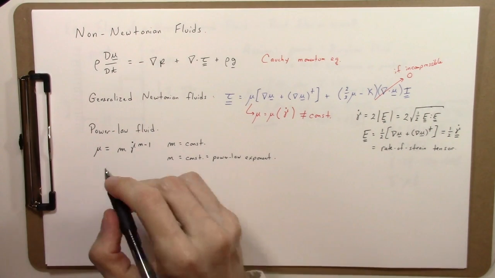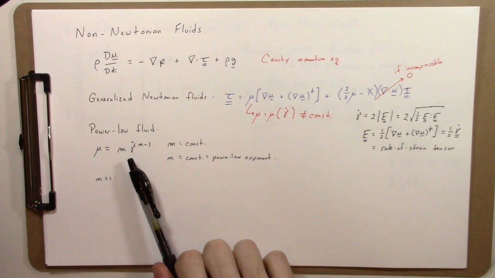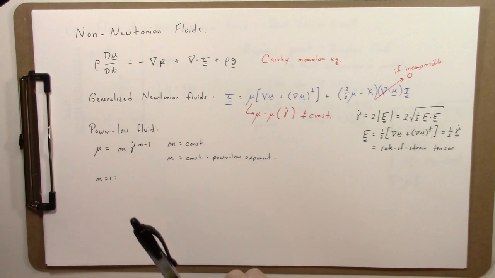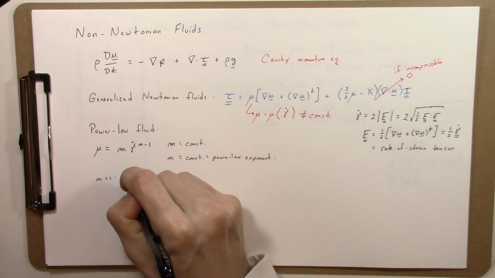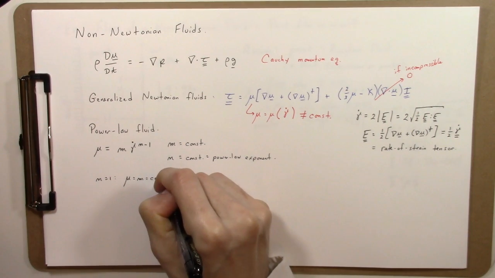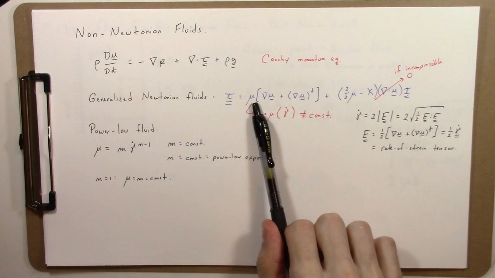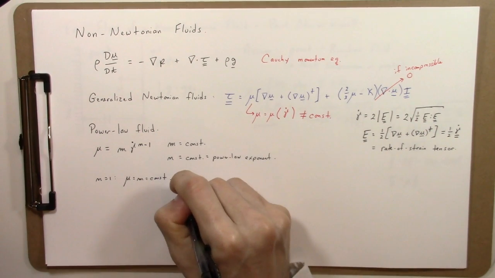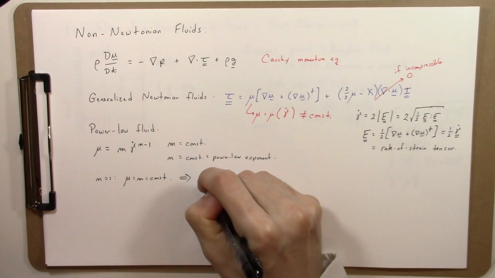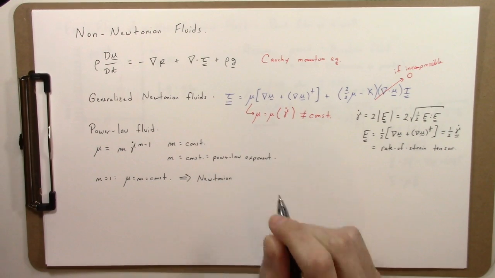If n is equal to 1, we see that we have the rate of strain tensor's magnitude raised to power 0, so mu is just equal to m. Viscosity is constant. If we have this constitutive relationship with a constant viscosity, we simply have a Newtonian fluid. Therefore, in the limiting case n equals 1, the power law model recovers a Newtonian fluid, or Newtonian behavior for the viscosity.